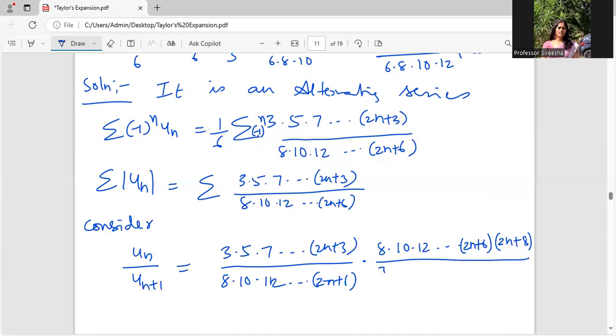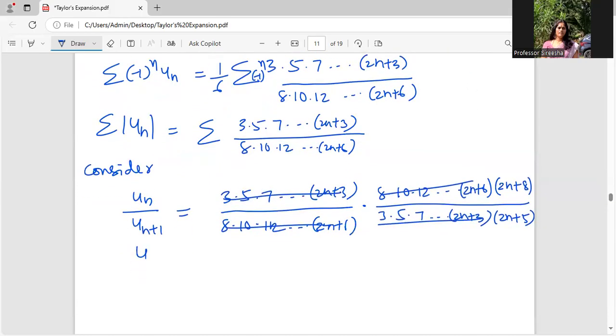Right? Next, 3 into 5 into 7 and so on, 2n plus 3. In the place of n, I'll be putting n plus 1 for the n plus 1 term, 2 into 2n plus 2, which would be 2n plus 5. 3 plus 2 would be 5. Okay. So, as you know, all these things get cancelled off. I'll be left with un by un plus 1.